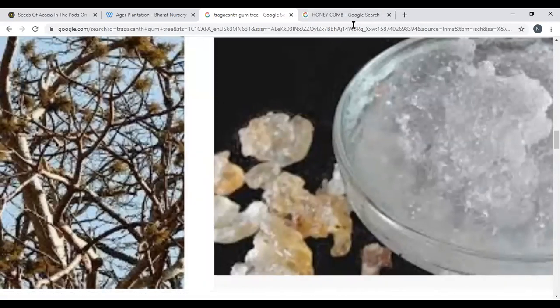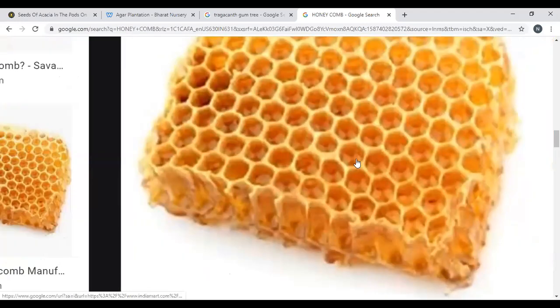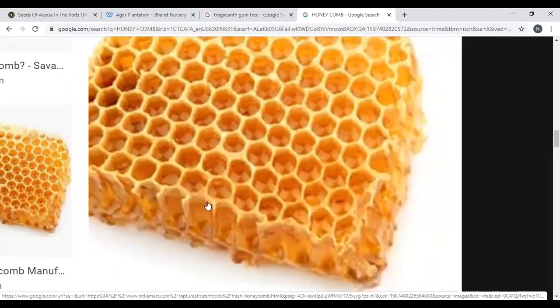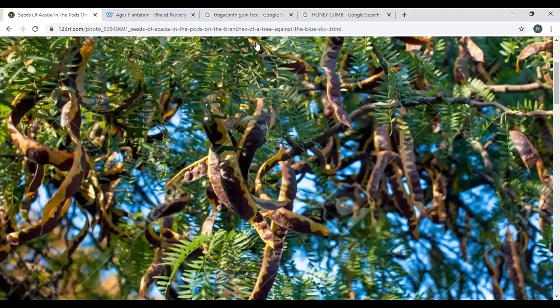Next, honey, as you know, these are the honeycombs. Inside these combs, you will find the honey. So these are the various types of primary metabolites belonging to the class of carbohydrates.